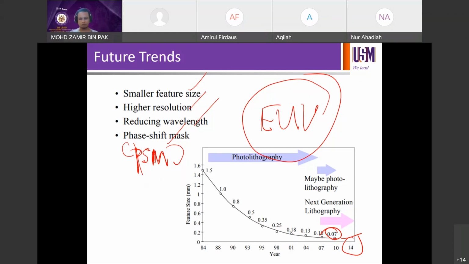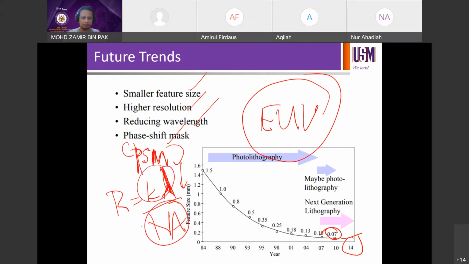Okay, so if you recall back the features kita discuss itu kan, R equals K lambda over NA, and we have discussed how to reduce the resolution or to print smaller size, which is resolution, right? So you can do that by reducing the numerator product ataupun increasing denominator, right? Barulah kita boleh reduce R.